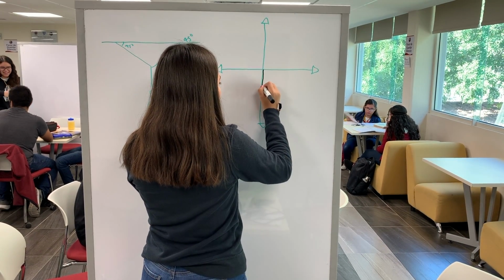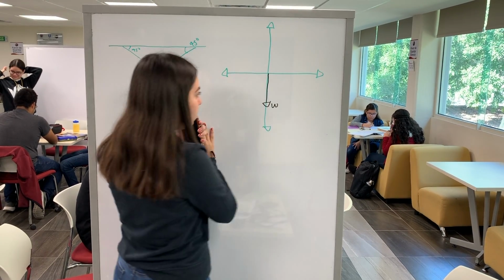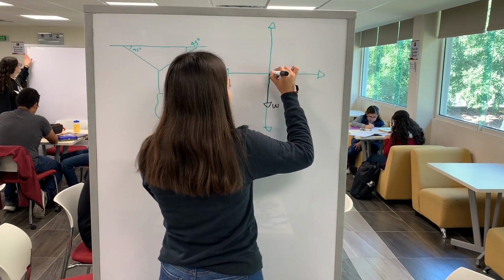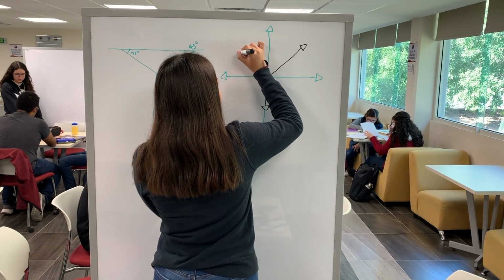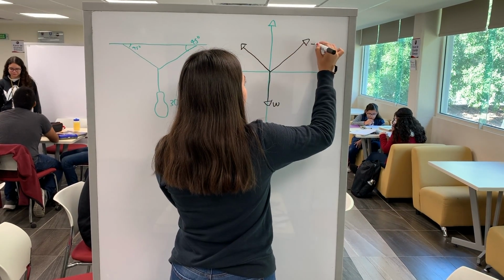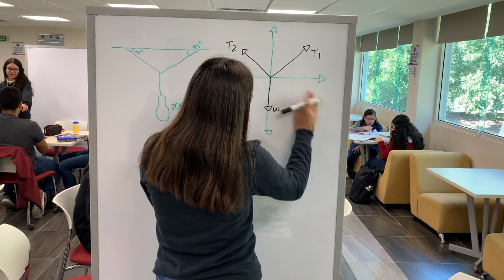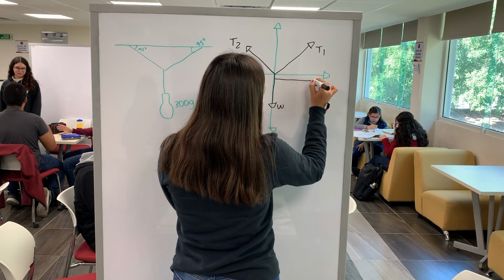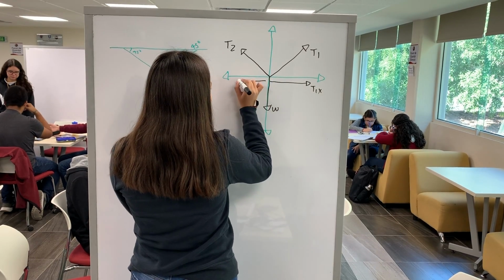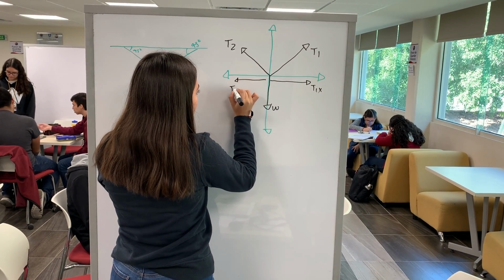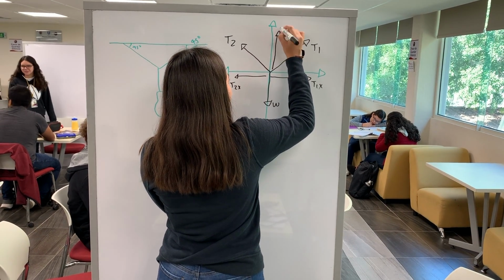The weight here is the bottle with 300 grams. And here we have the two dynamometers. This is the tension 1 and this is the tension 2. Now we have here T1x and here T2x. And here we have Y.